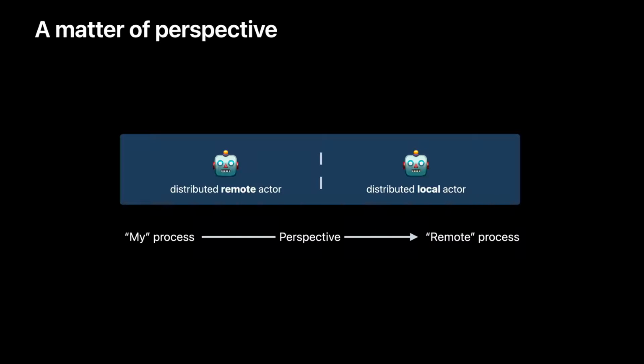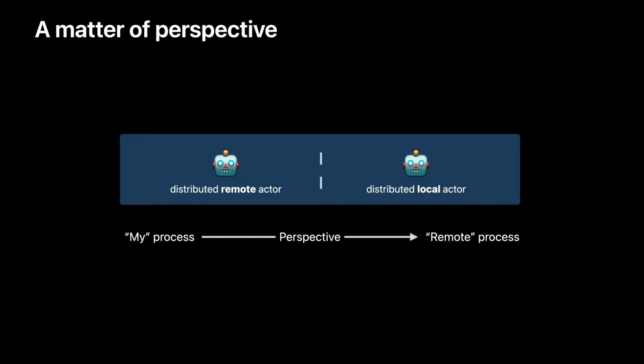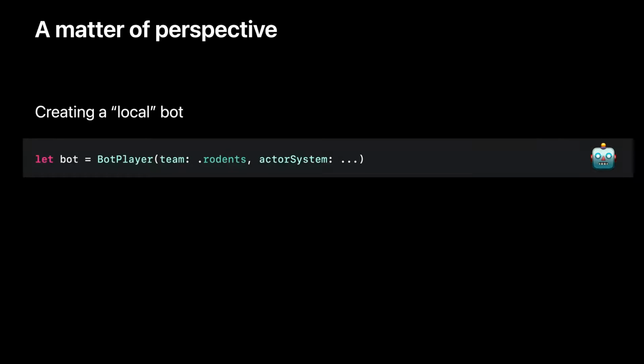It's worth keeping in mind that the terms local and remote are a matter of perspective when it comes to distributed actors. For every remote reference, there is some corresponding local instance on some other node in the distributed actor system. Creating a local instance of a distributed actor is performed much the same way as any other Swift object, by calling its initializer. Obtaining a remote reference to a distributed actor, however, follows a slightly different pattern.